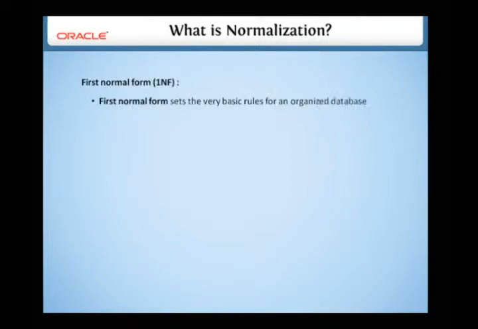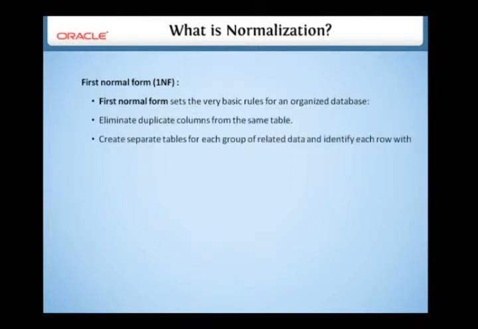The first normal form sets the very basic rules for an organized database. Eliminate duplicate columns from the same table. Create separate tables for each group of related data and identify each row with a unique column or set of columns, the primary key. Now let's discuss the second normal form, 2NF.